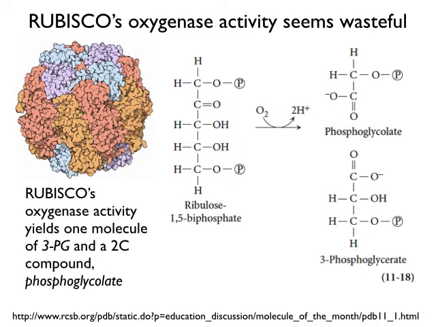So rubisco's oxygenase activity yields one molecule of 3-phosphoglycerate and a 2-carbon compound called phosphoglycolate. So you can see there are these two compounds, and these are produced as a result of the oxygenase activity of rubisco. Remember, it's normally the other enzymatic activity of rubisco that fixes carbon into molecules during the Calvin cycle. So this is kind of an unintended side effect of rubisco's lack of specificity in terms of its substrates.